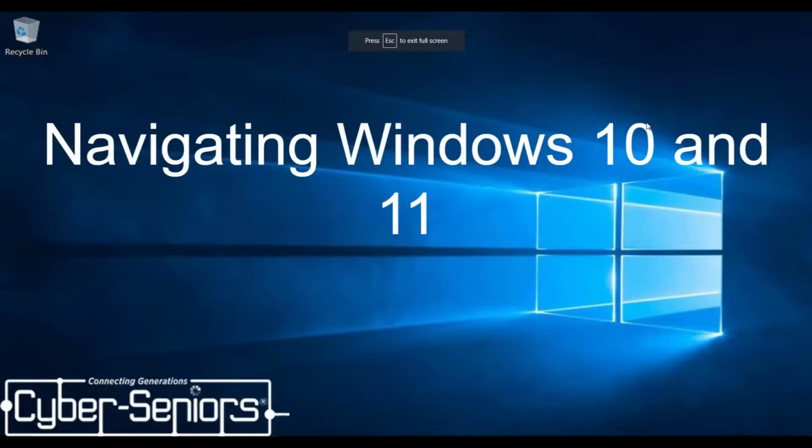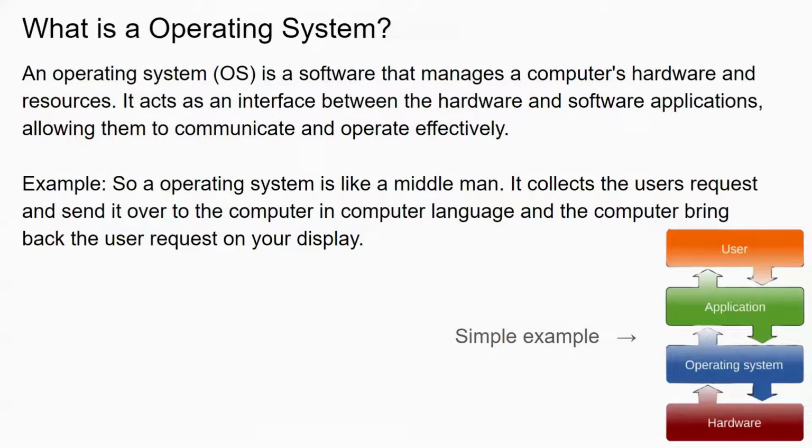Navigating Windows 10 and 11. What is the operating system? It's software that manages a computer's hardware resources. It acts as an interface between the hardware and the software applications, allowing them to communicate and operate effectively through clicks. So the operating system is like a middleman.